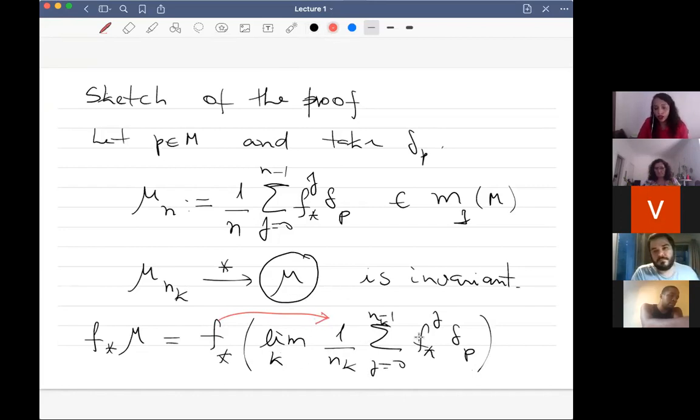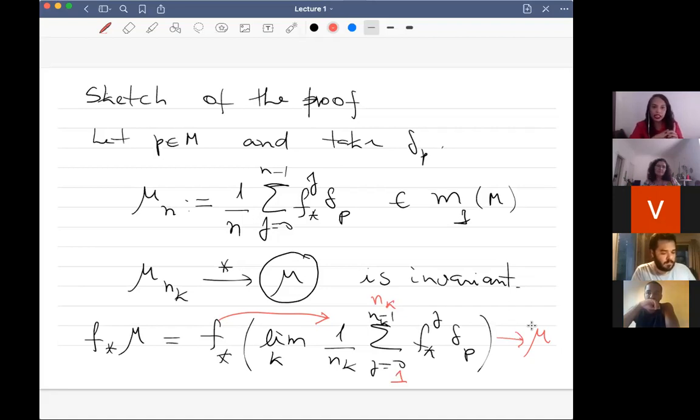Since my time is running out, I'm going to finish in this line. So f star can enter. The only difference would be that you would start here at 1 and go up to n k. And then you have a bit of work to prove that this really converges to mu. But there is the idea that we have from real analysis: you can push the sequence a bit forward and it still converges to the same point. So this is a nice way of generating invariant measures, and it not only tells us that an invariant measure exists, but also gives a method to create it.